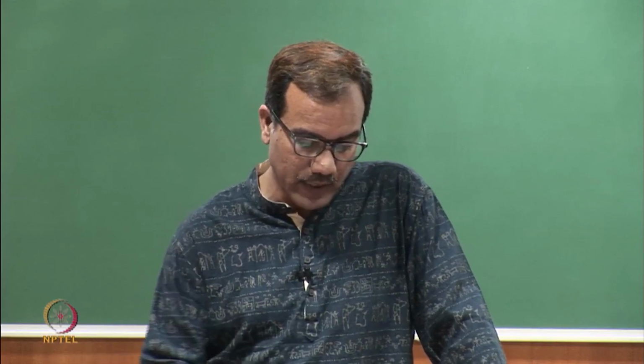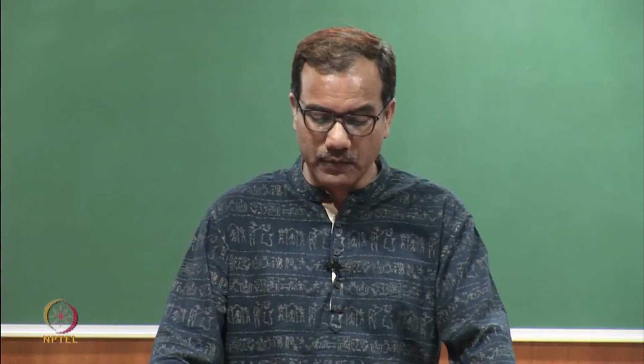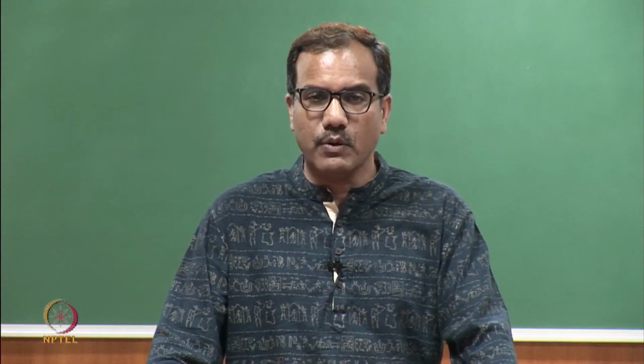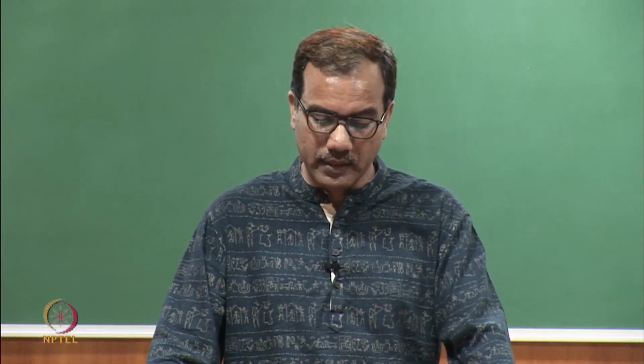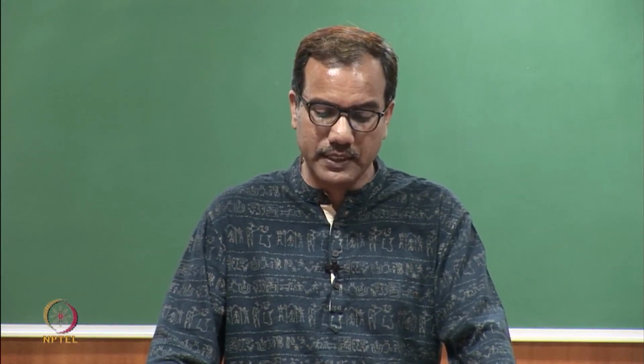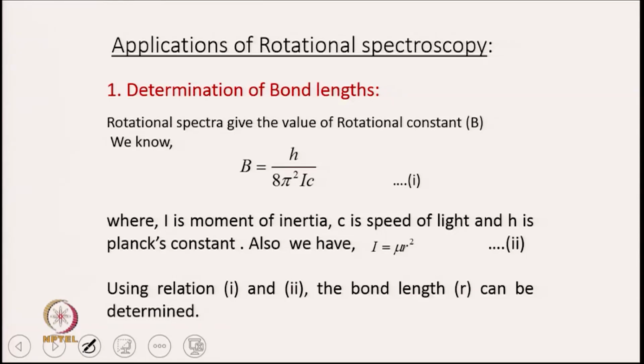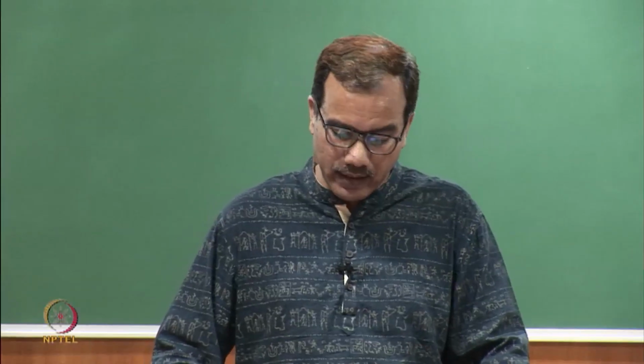Now we will go to the application part, application of rotational spectroscopy. One of the most important applications of rotational spectroscopy is determination of bond length. From the rotational spectra we can measure B, and we know that B is inversely proportional to I. B is your rotational constant and it is inversely proportional to I. I is moment of inertia, and I is given by reduced mass multiplied by R square, where R is your bond length. From these two relations we can calculate a bond length.